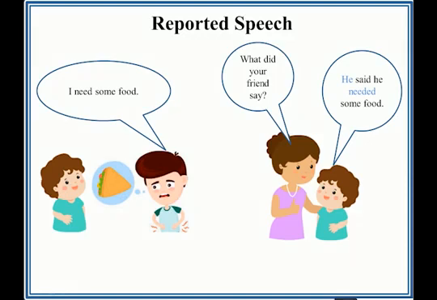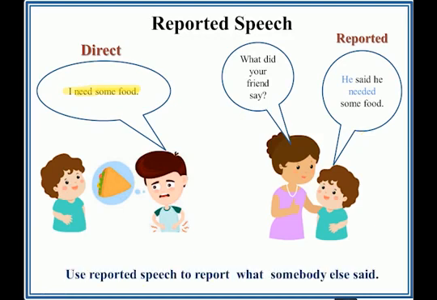Now guys, look at the first sentence, this sentence. In this sentence, the boy, as we said, seems very hungry, so he says directly to his friend, "I need some food." This one is the speaker and this is his sentence, so we call this type of sentences direct sentences. Now look at this sentence. In this sentence, this boy reported to his mother what his friend told him. So we call this type of sentences reported sentences. So from this we figure out that we use reported speech to report what somebody else said.